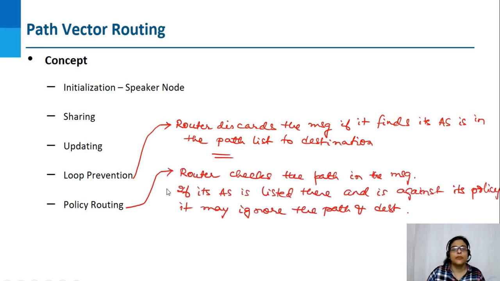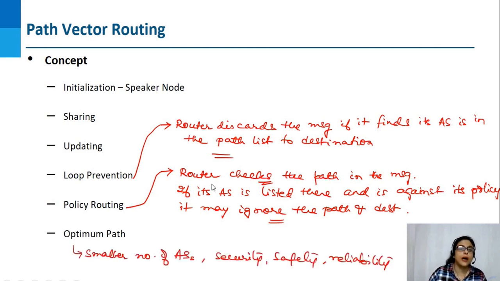Then policy routing is another term which is used for path vector routing. Here, the router should check the path in the received message, and if it finds that its autonomous system is listed there, and it is against the policy, then it may ignore that path and the destination, and later on it may not share the information with other autonomous systems.